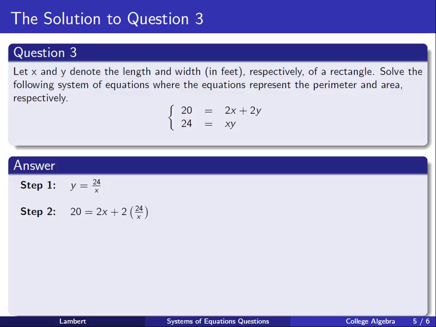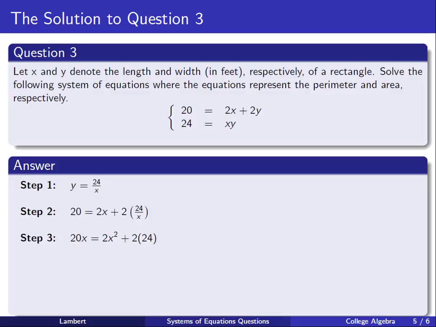Now, you might get scared because we have a fraction. Don't worry. The only caveat is that when we divided in that first step, we can't be dividing if x equals 0. But that doesn't make any sense. We don't want a fence that has no width. So we can multiply both sides by x. What pops out? Well, you get 20x equals 2x squared, because we multiplied both of those terms times x. And when you multiply the last term by x, the x cancels out with the x in the denominator, and you're left with 2 times 24.